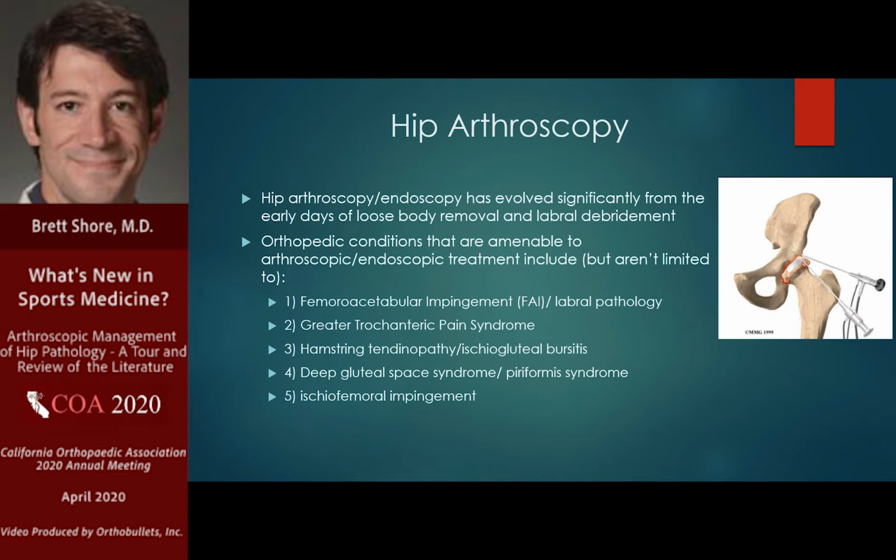Hip arthroscopy has evolved significantly from the early days of loose body removal and labral debridement. Orthopedic conditions that are amenable to arthroscopic treatment now include, but aren't limited to, FAI, greater trochanteric pain syndrome or hip bursitis, hamstring tendinopathy, deep gluteal space syndrome, also referred to as piriformis syndrome, ischiofemoral impingement, and assorted other pathologies around the hip.